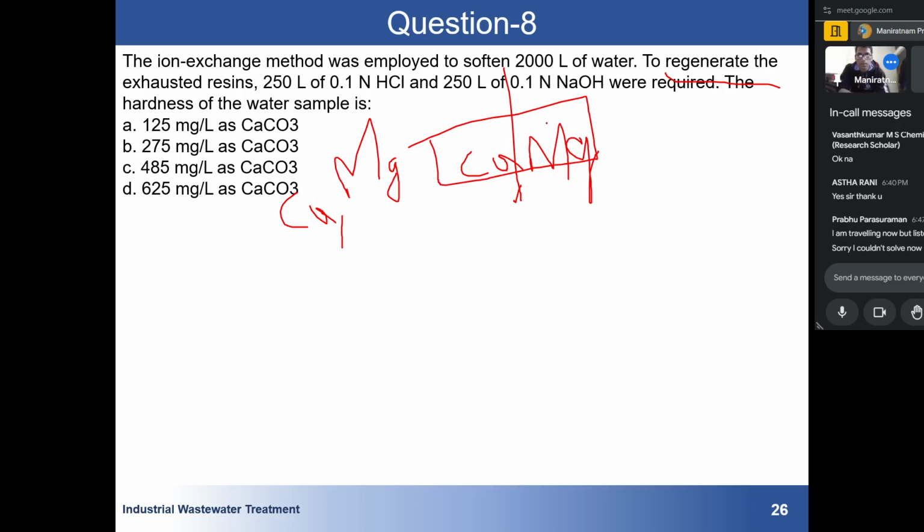So now that this much amount of acid and base has been used, with the help of this information we can find out how much calcium and magnesium has been removed, and that calcium and magnesium must give the amount of hardness present in our initial water. Okay, now, anyone want to solve it?